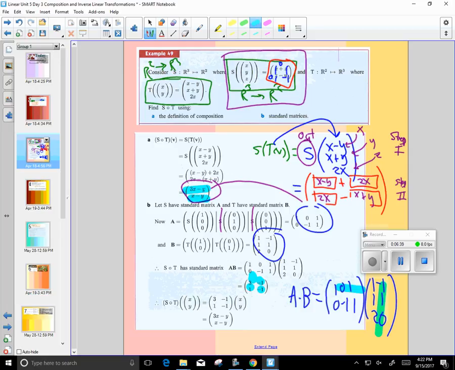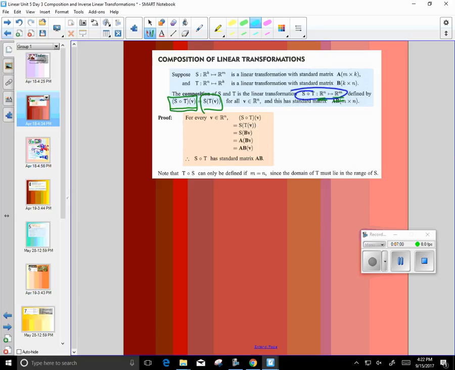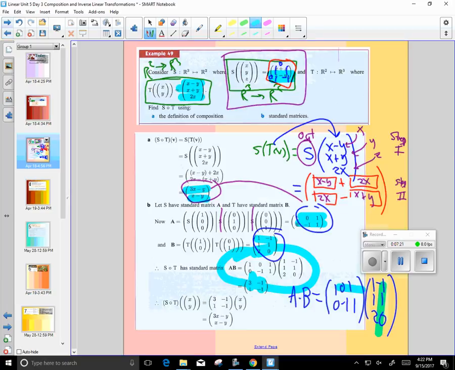So in other words, you can have two methods for finding that composition. One is doing it the old way that we always did. The other is converting each of these into standard matrices and then, no kidding, multiplying them. And this was proven here: S of T of V. If B times V is your T of V, and S is A, then you can distribute those and get AB, that standard matrix. So that's the second method for doing that.